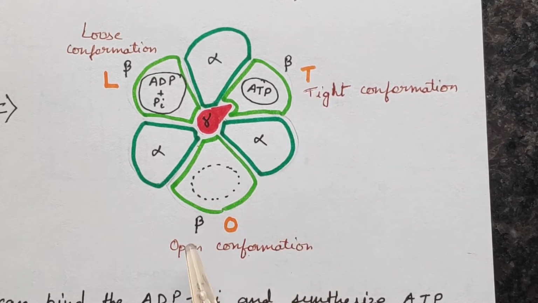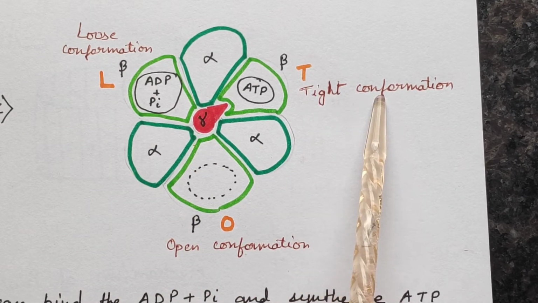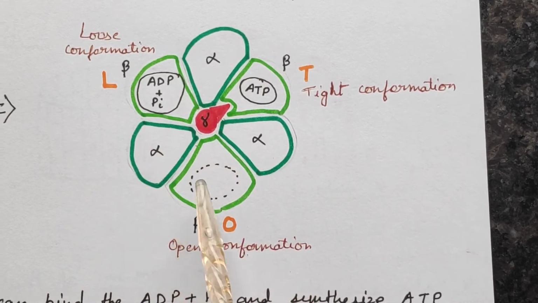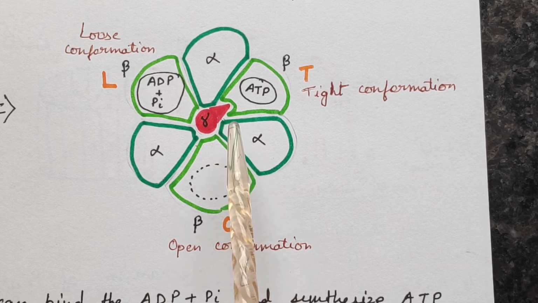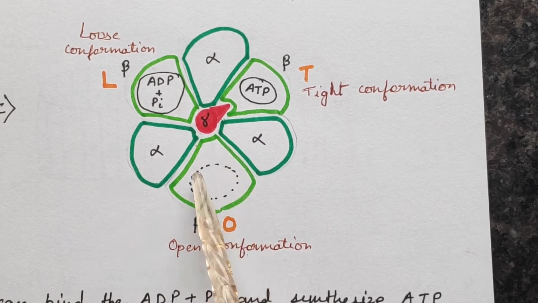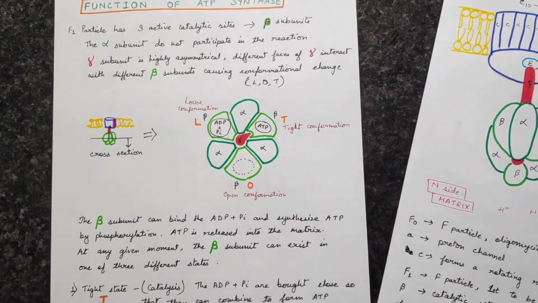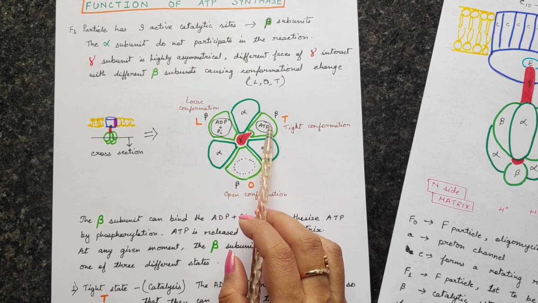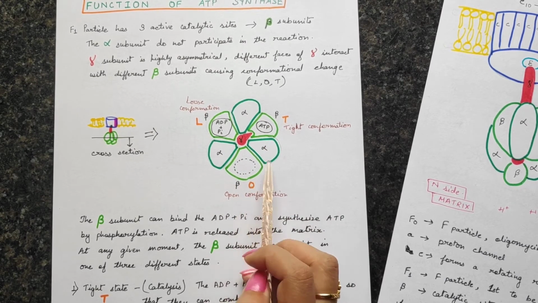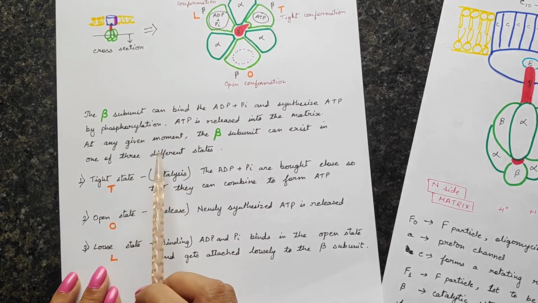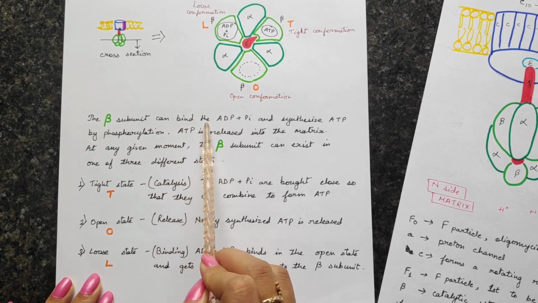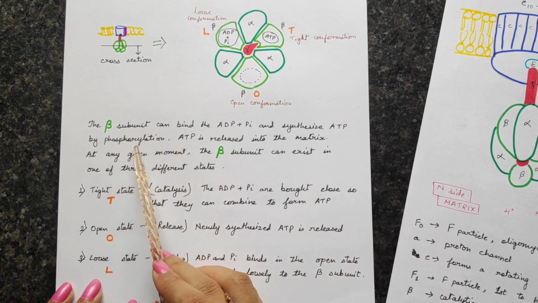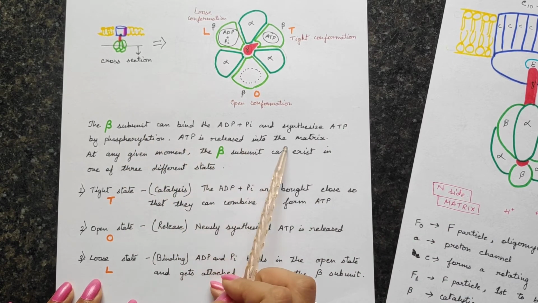It is also called T, O and L: T for tight state, O for open state, and L for loose state. So this is how the cross section of an F1 particle looks at one particular point of time. Now this conformation changes from O to L to T one after the other. So here we can say that the beta subunit can bind the ADP and Pi and synthesize ATP. By phosphorylation, ATP is released into the matrix.